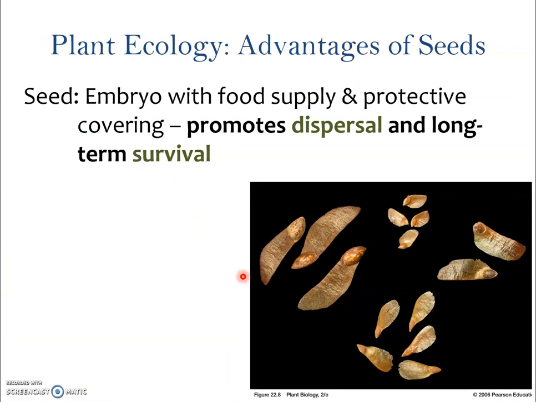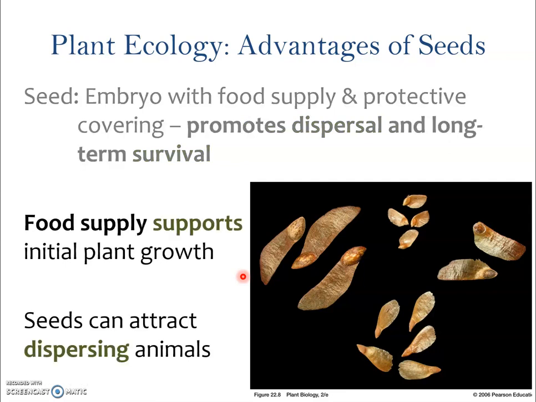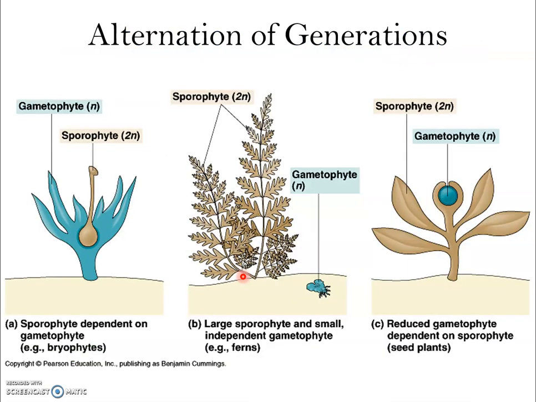I've already kind of said these, but here they are in words. Benefits of the seed. We've got our embryo with its food supply surrounded by a protective coating. This allows for dispersal. Embryos can stay dormant for a long time, and the seed coat is protective. We can also enlist the help of animals to disperse the seeds.